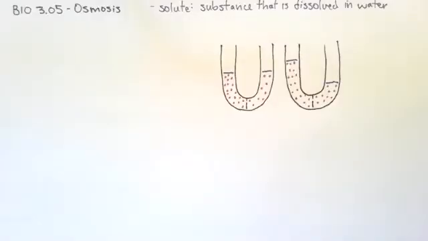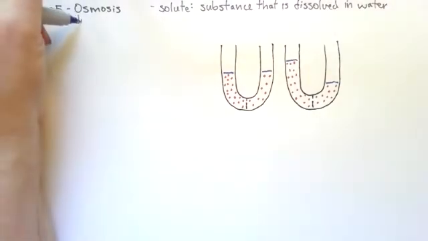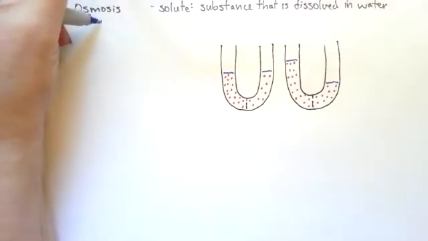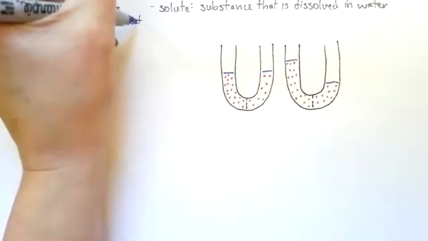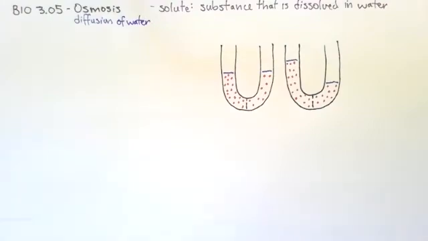Hi guys, this is biology lesson 3.05 over osmosis. So we said in the overview that osmosis is the diffusion of water. Diffusion of water. But there are some special implications to this. By the way, we're at the bottom of page 4.